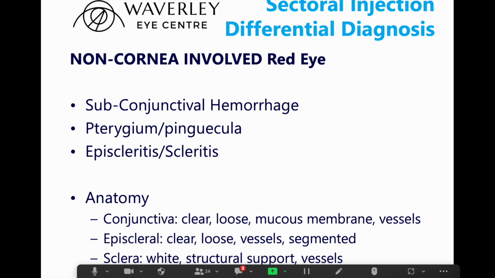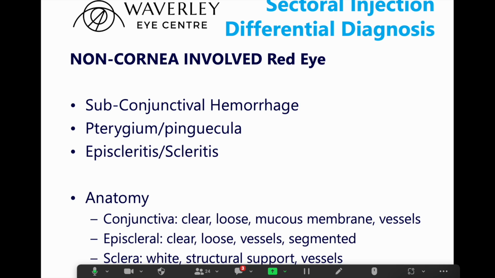All right, so those are the super serious eye problems. So we'll calm down, we'll bring the tone down a little bit to some less severe stuff that you might be running into. So let's talk about sectoral injection. I talked about red eyes where you have just a section of the conjunctiva that's red. And these are ones that are not corneal involved. So they're just involving the conjunctiva. So the ones we're thinking about are subconjunctival hemorrhage, pterygium, pinguecula, episcleritis, scleritis.